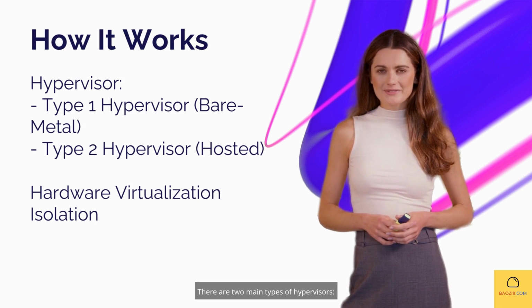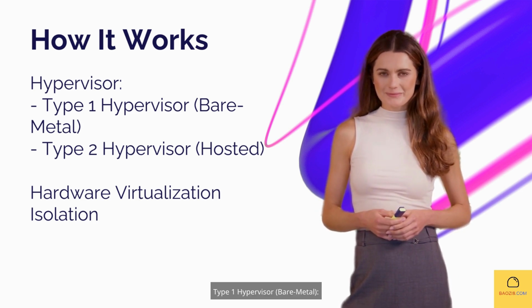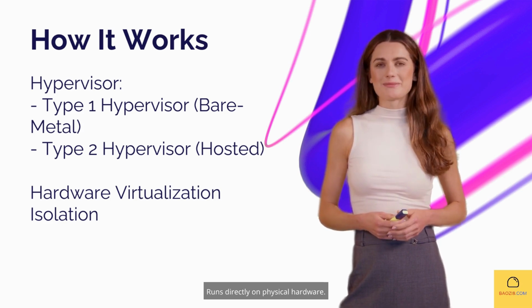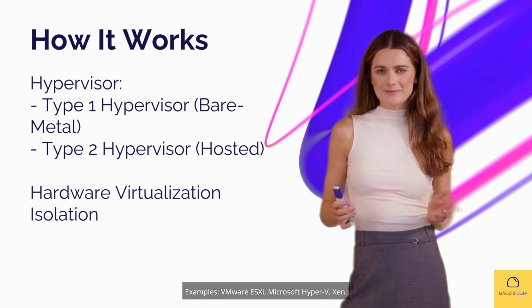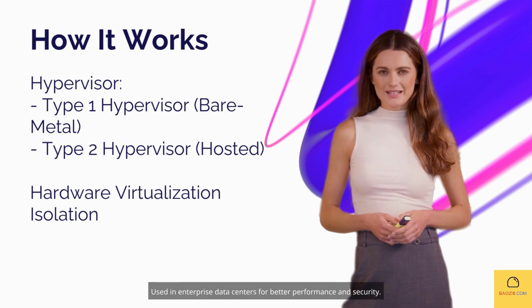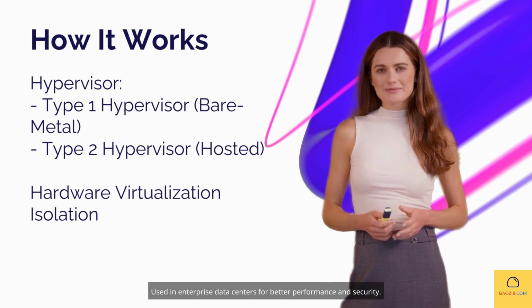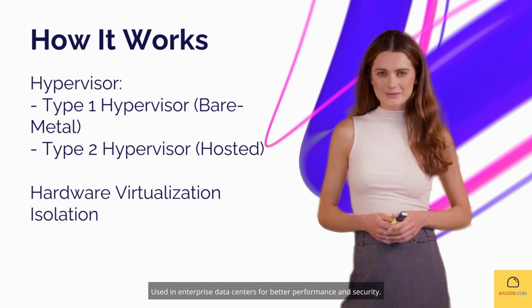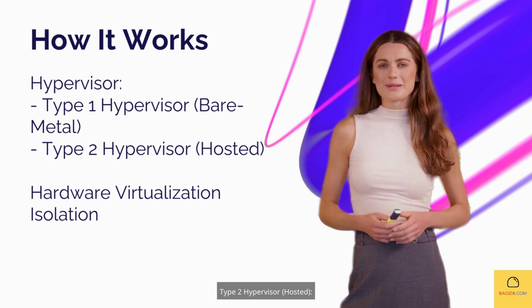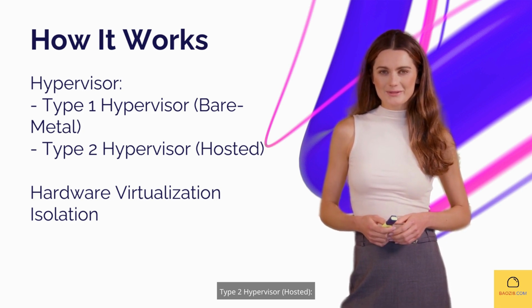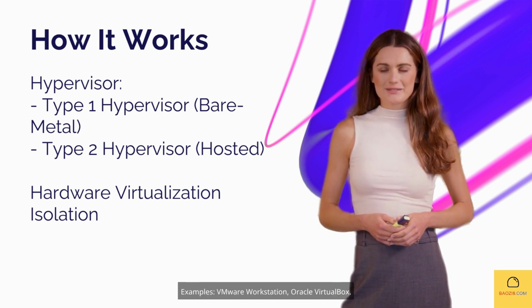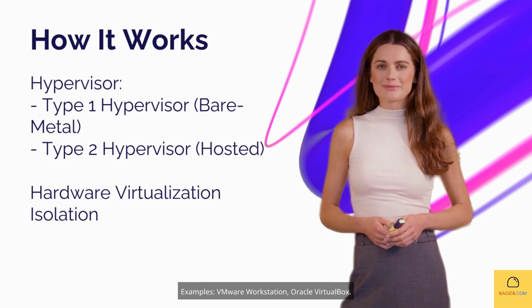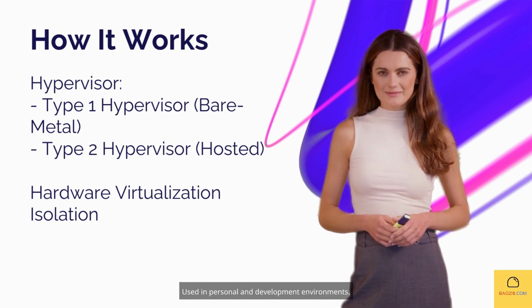There are two main types of hypervisors. 1. Type 1 hypervisor, bare metal, runs directly on physical hardware. Examples: VMware ESXi, Microsoft Hyper-V, Xen. Used in enterprise data centers for better performance and security. 2. Type 2 hypervisor, hosted, runs on top of a host operating system. Examples: VMware Workstation, Oracle VirtualBox. Used in personal and development environments.